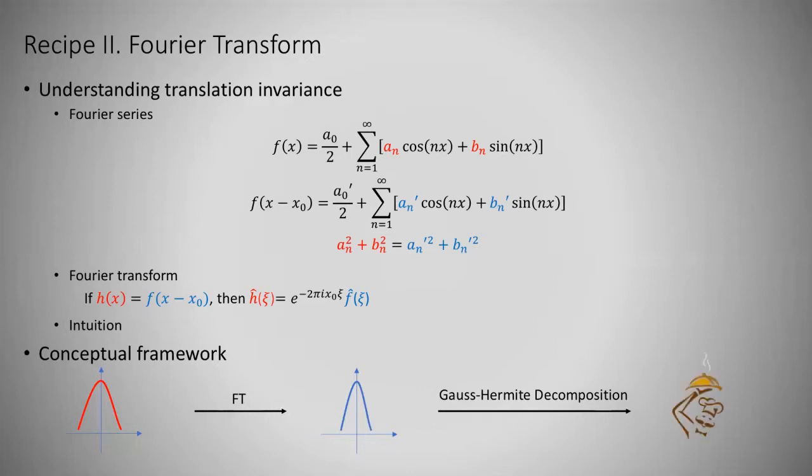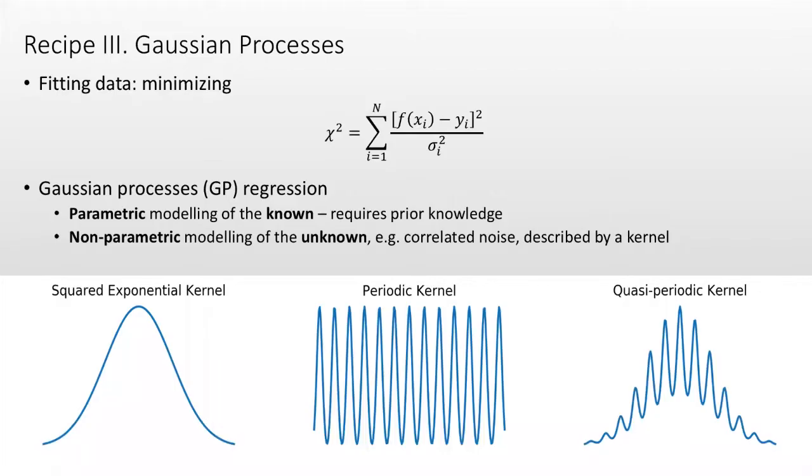So this is what we get. I haven't done anything about this yet because it's a conceptual framework. But I'm fascinated about recipe 3, which is the Gaussian process.